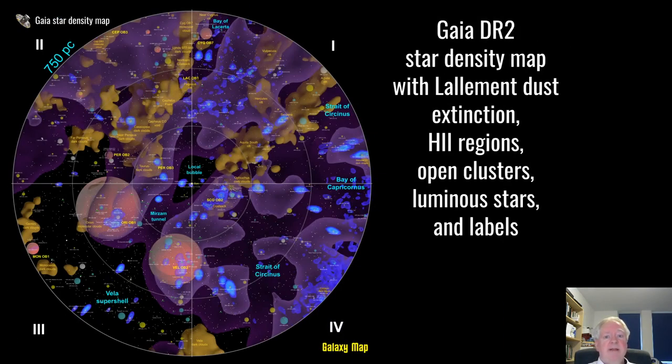Then what I did is combine data from many other sources, for example, Rosine Lallement's dust extinction dataset, HII regions, several open cluster catalogs, luminous star data from Star Horse, labeling various features. If you combine the data, which is generated in a consistent way, ultimately all from the Gaia, occasionally Hipparcos data sets, then you get very interesting and very detailed maps.